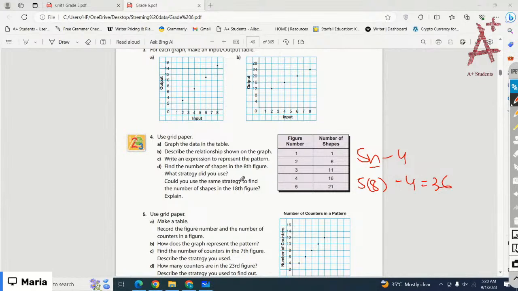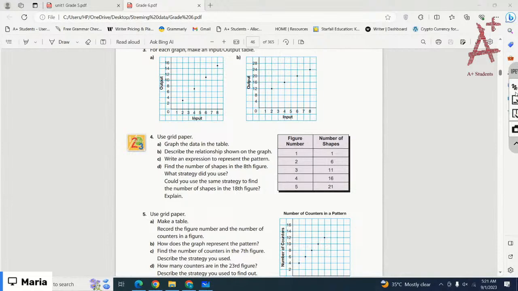Okay, could you use the same strategy to find the number of shapes in the 18th figure? Yes, just replace n with 18. 18 times 5 is 90. 90 minus 4 is 86. That means in the 18th figure you have 86 shapes, right?